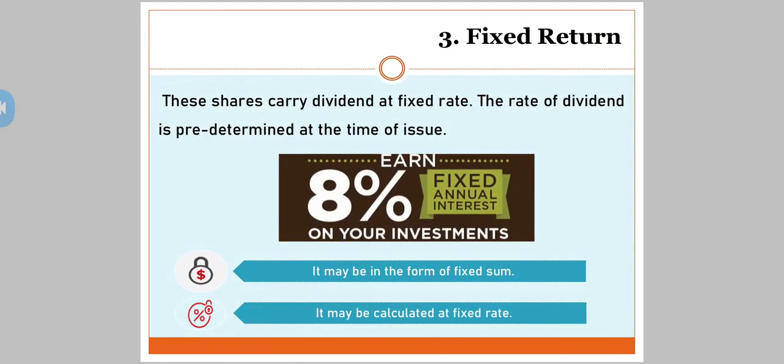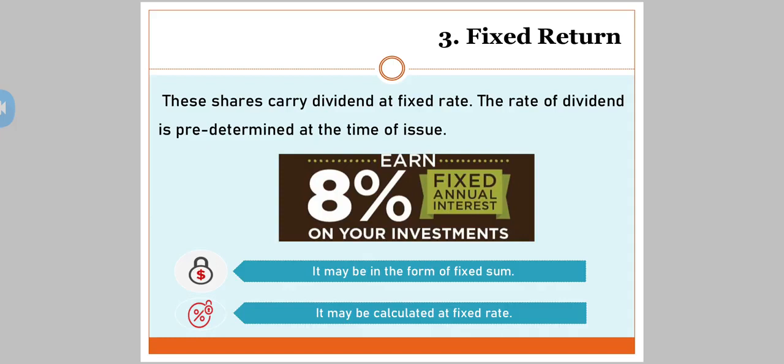The third point you have got as fixed return. We have earlier seen in the meaning, the rate of dividend is fixed. Secondly, it is decided when the company issues its shares. These shares carry dividend at fixed rate. See, the rate of dividend is predetermined at the time of issue. You can see in an example, earn 8% fixed annual interest on your investment. Here, what is the interest? If we compare it to the shares, you get dividend, right? Fixed annual dividend on your investments. See, the reason I have taken this image here is because you have to know the difference between the two.